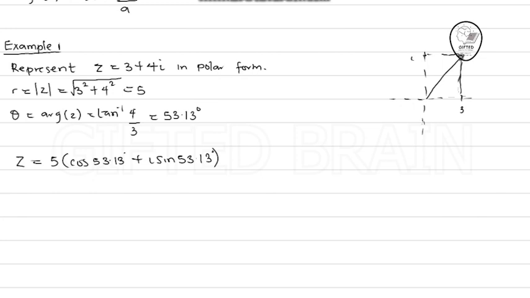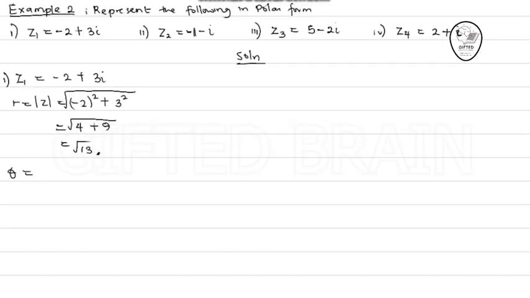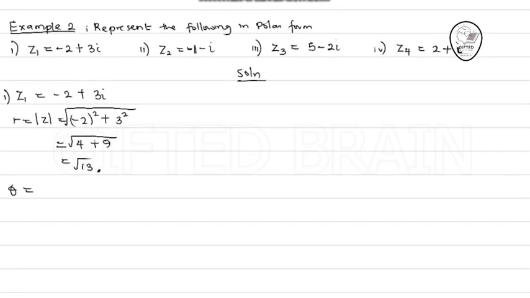Now you see, if you multiply 5 by cos 53.13, you get 3. Multiply 5 by i sine 53.13, you get 4i. And that actually gives you the complex number. Let's take example 2 now. For this example 2, the question says represent in polar form -2 plus 3i.